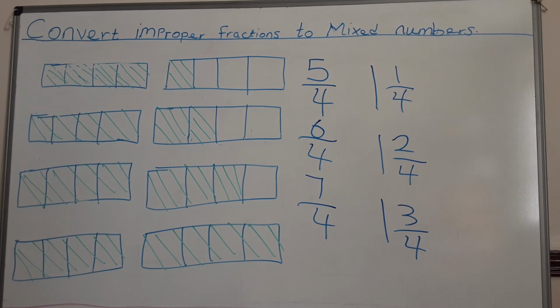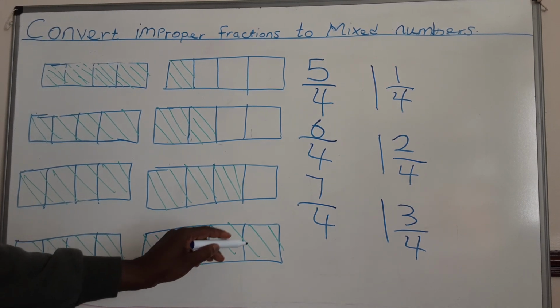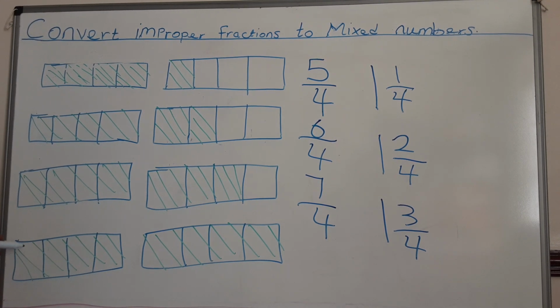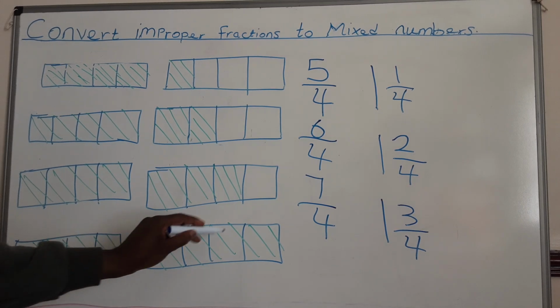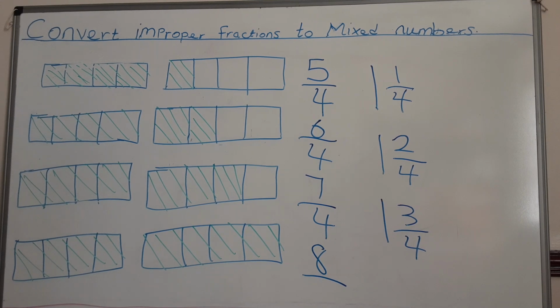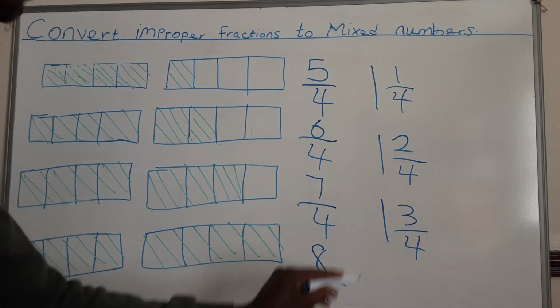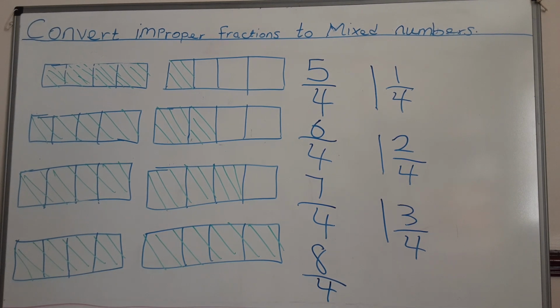Okay, the improper fraction that we have: how many parts is being divided into? 1, 2, 3, 4, 5, 6, 7, 8. How many parts is being shaded? Sorry. 1, 2, 3, 4, 5, 6, 7, 8. So 8 is being shaded. And how many parts is it divided into? 1, 2, 3, 4. So we put 4. So when we convert into a mixed number, what do we get?